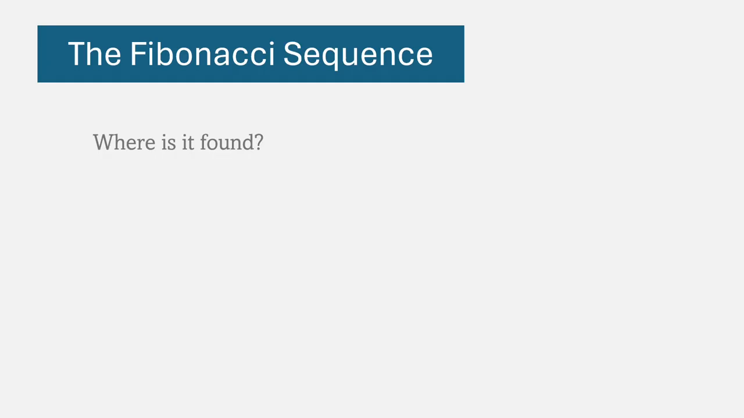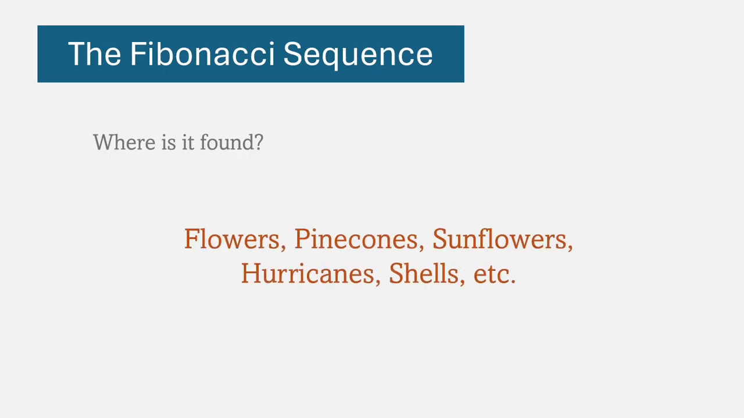Okay, so where is it found? There are many things wherein we can observe the Fibonacci sequence. We have flowers, like sunflowers, pine cones, as mentioned a while ago, and hurricanes. If we try to look at hurricanes, they follow the Fibonacci sequence also. Shells, and many more.